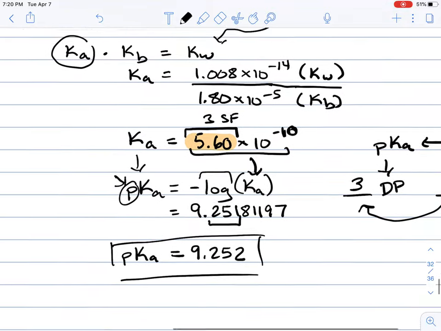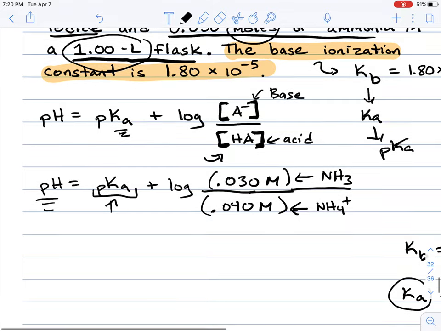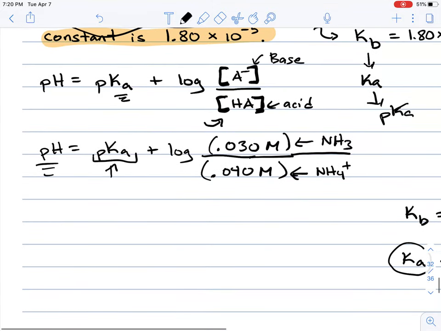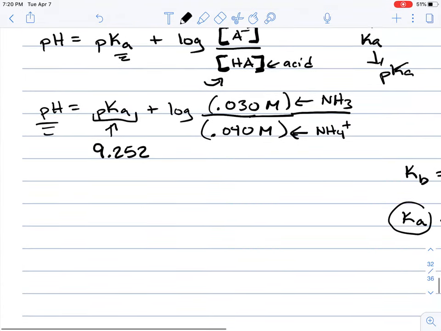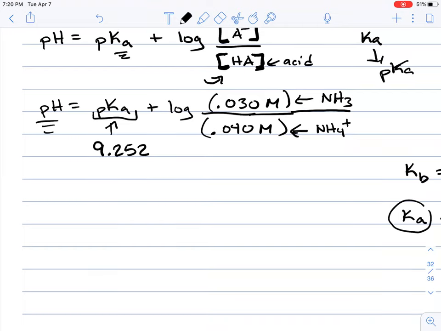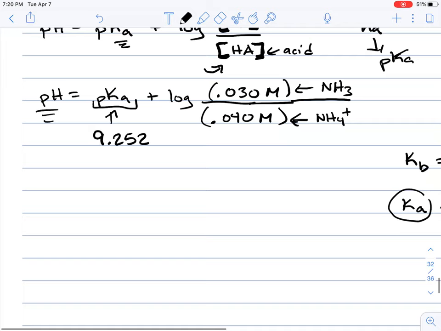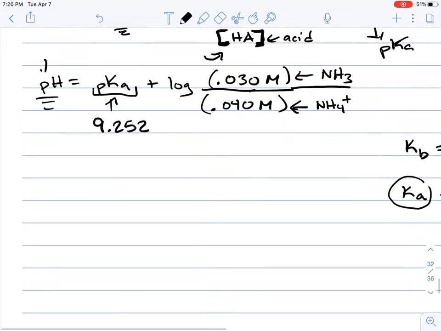Okay, so now that I've figured out my pKa, I'm going to go ahead and plug that in, so this is going to be 9.252. So if you look, I filled in all of the variables in my Henderson-Hasselbalch equation. The only thing that is left is the pH, and that's exactly what we want to find.